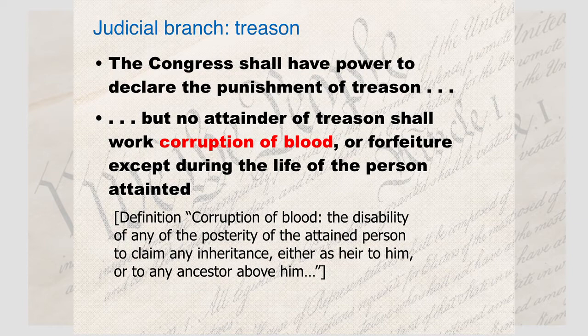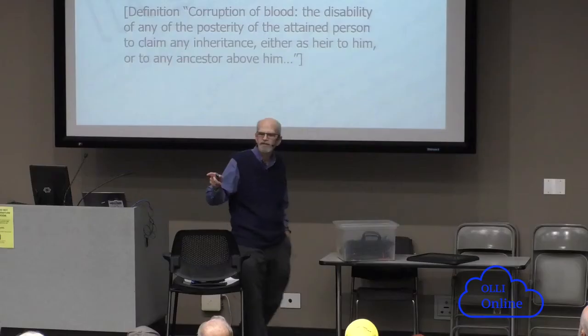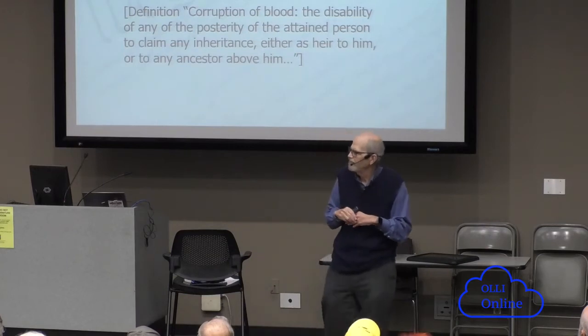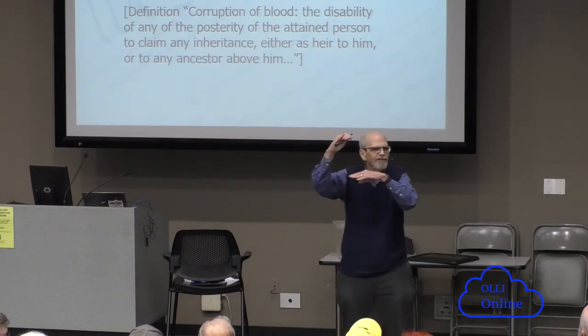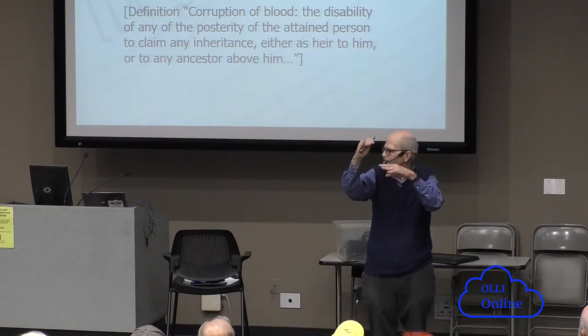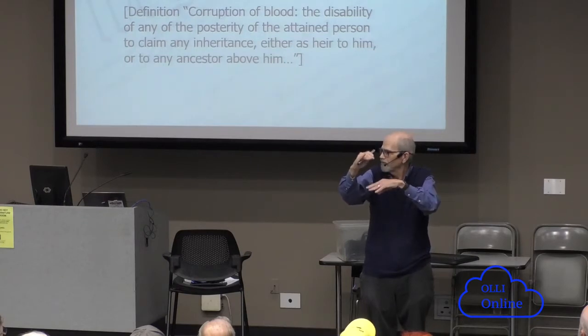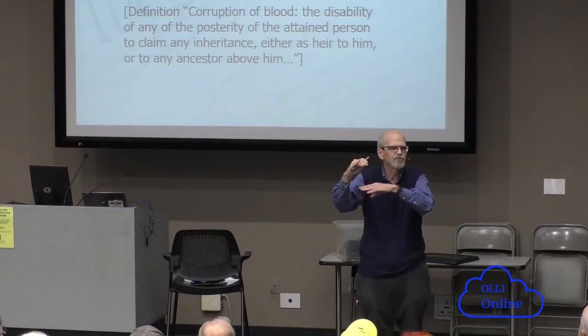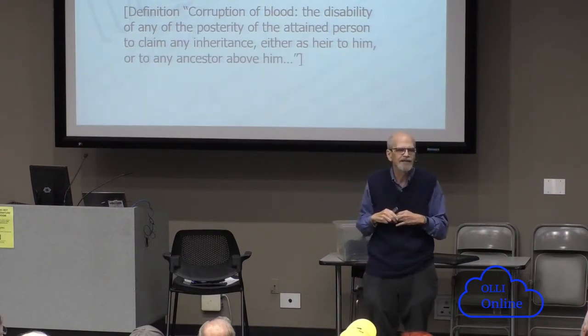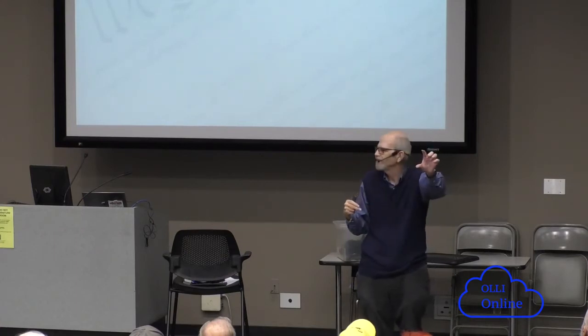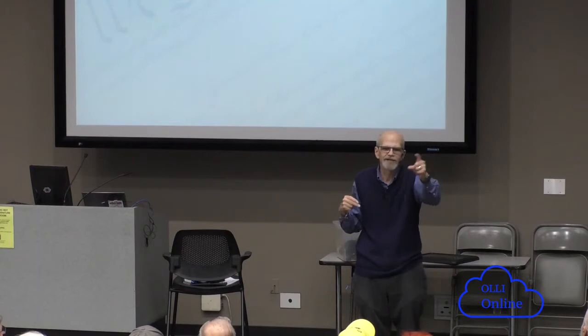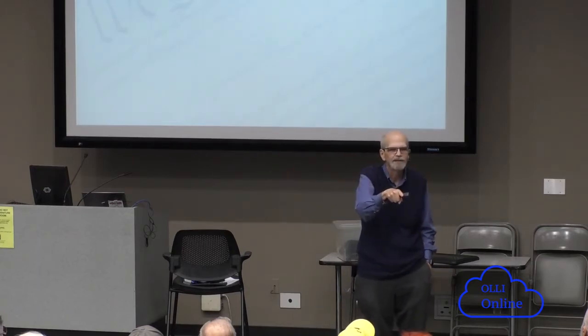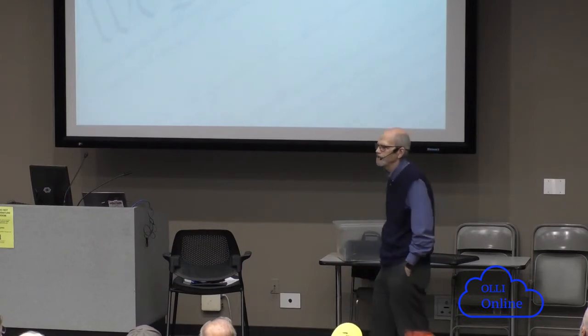The disability of any posterity of the attainted person to claim any inheritance, either as heir to him or to any ancestor above him. So think of the English system, when you have this aristocracy. They have Downton Abbey. And what's the head of Downton Abbey? The lead character? Lord Grantham. Well, let's say he was tried for treason. They found him guilty. You couldn't just take that away from his heirs. You couldn't say you can't have Downton Abbey anymore, because we're only punishing him, not his posterity.